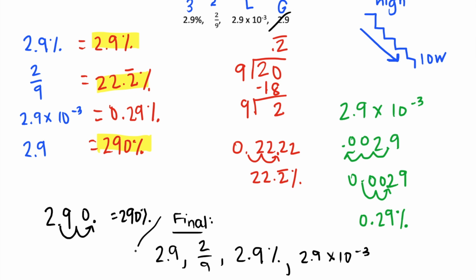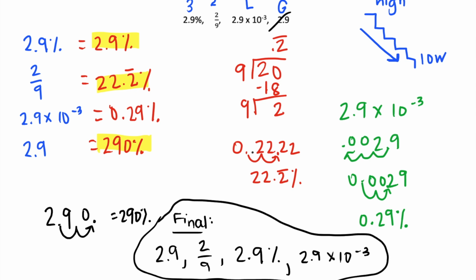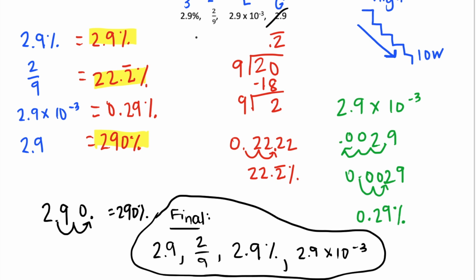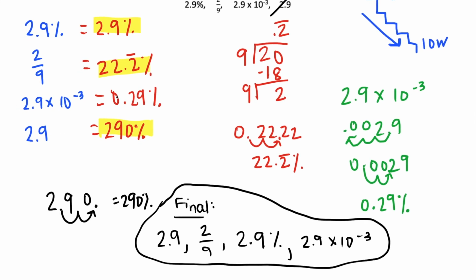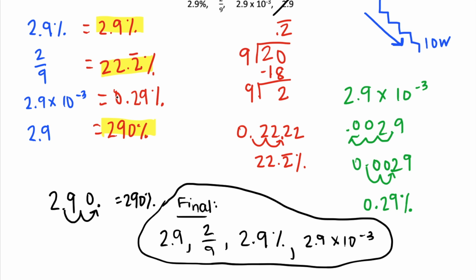So there's 2 different ways that you can sort these. You can either write them all in decimal form and then put them in order, or you can put them in percents and put them in order, whichever way you prefer. As long as they're in the same form, it doesn't matter how you're comparing.